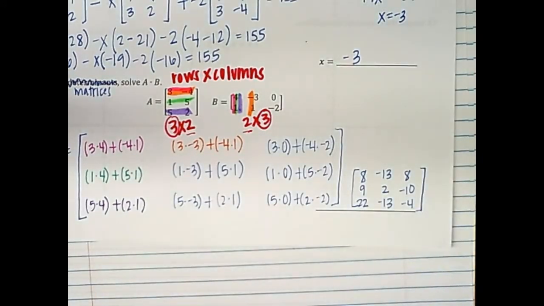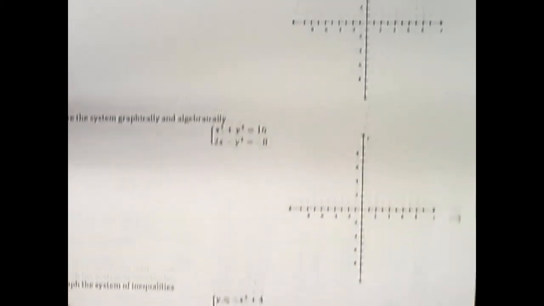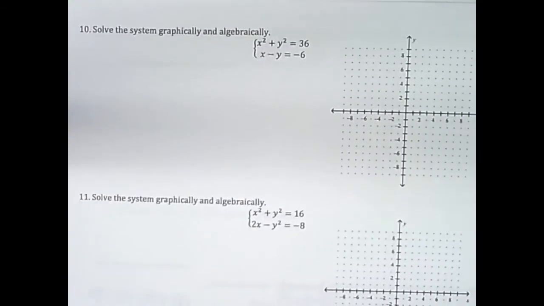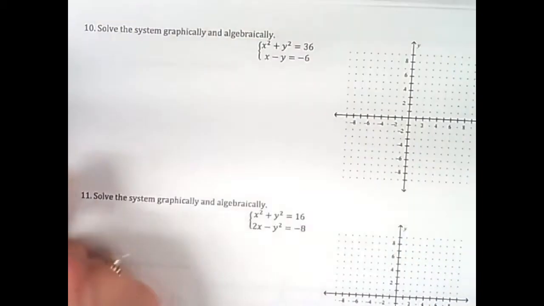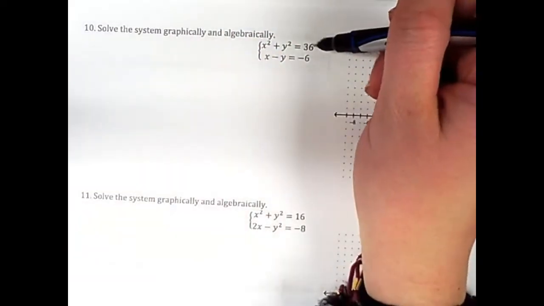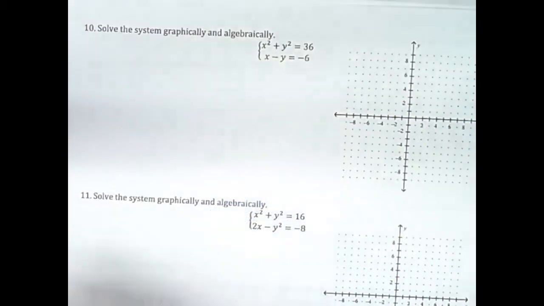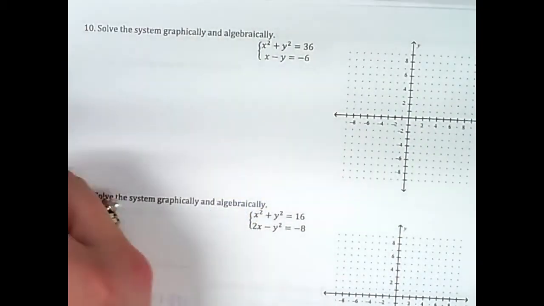Woo! Multiplying done. Okay, so let's move on to solving our systems. So we are going to start on number 10, solve the system graphically and algebraically. So first thing, I have a circle on my first one because x squared plus y squared, and then I have a line. So I'm going to just start by solving it algebraically.